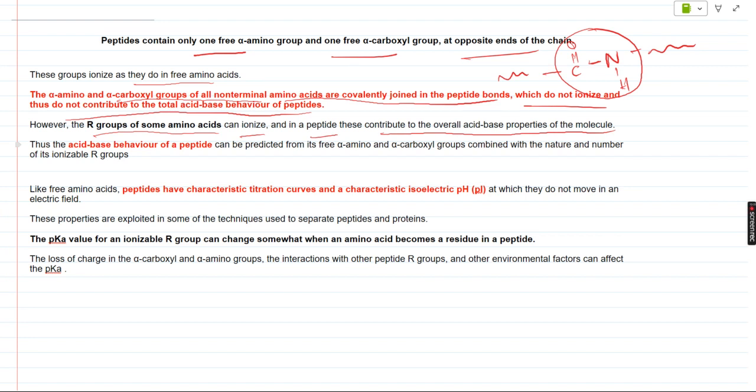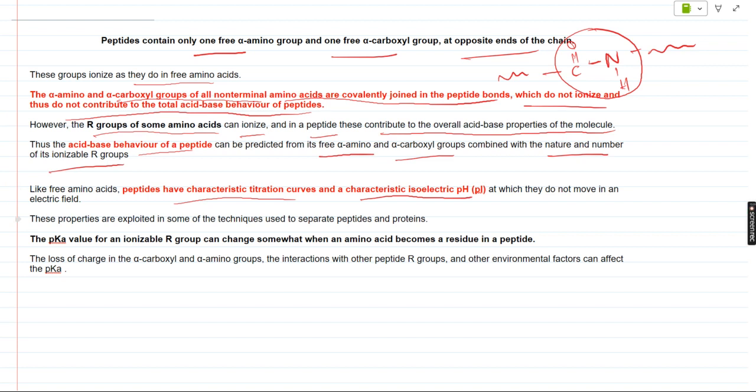So in that case, they are going to ionize and they are going to contribute to the overall acid-base behavior of the peptide molecule. Thus, the acid-base behavior of a peptide can be predicted from its free alpha amino terminal, free alpha carboxyl terminal, combined with the nature and the number of its ionizable R groups of the other amino acid residues. Okay. So, like free amino acids, peptides also have a characteristic titration curve and a characteristic isoelectric pH.